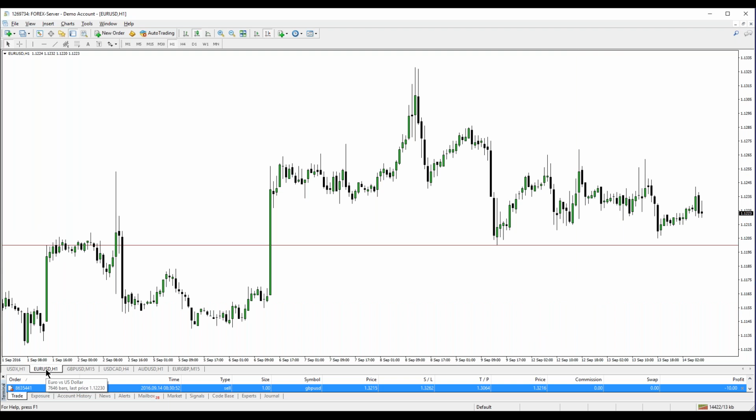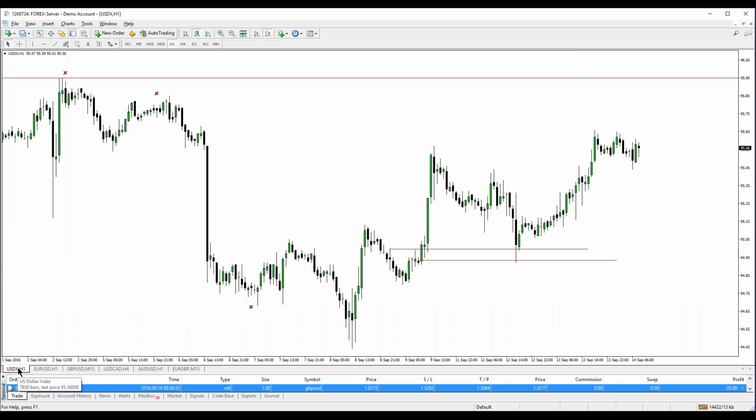Fiber's still stuck in the mud. It's amazing, isn't it, how it just stays in that range? Dollar still looks like it wants to roll higher.